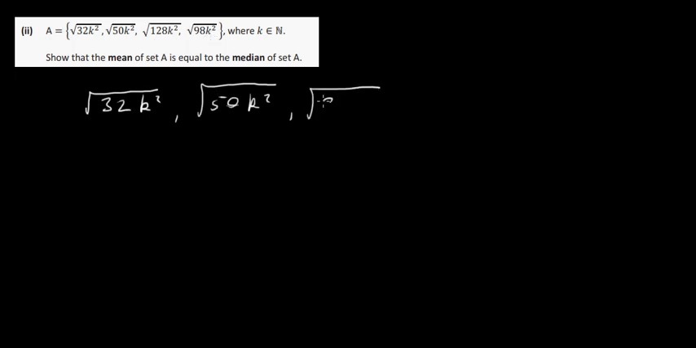So let's write down the 4 numbers. Now because we have to find a median here, I'm going to put them in order first. Now they're all the same with the exception of the coefficient of the k squared, so I can put them in order by just looking at those numbers. So the lowest one is going to be square root 32k squared. Next one is going to be the square root of 50k squared. The next one is going to be the square root of 98k squared, and the last one then is going to be square root 128k squared.